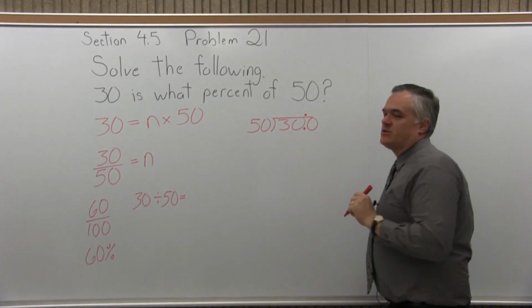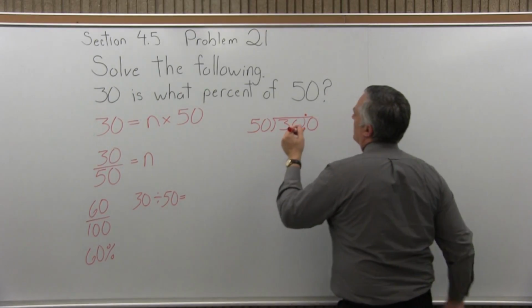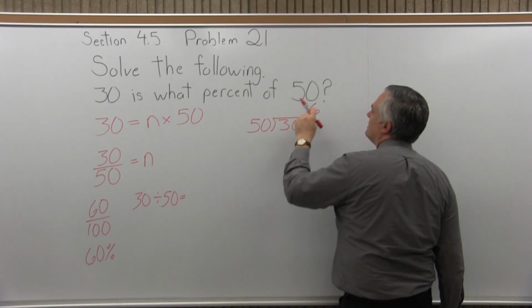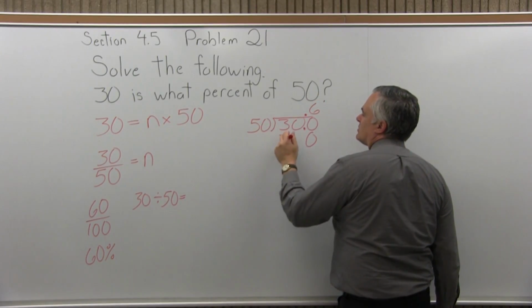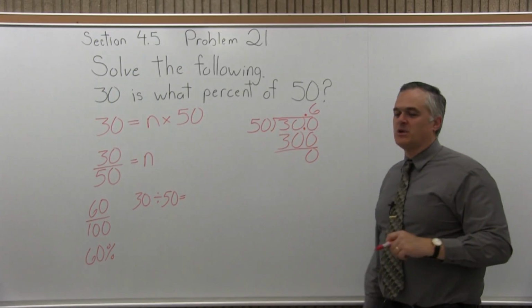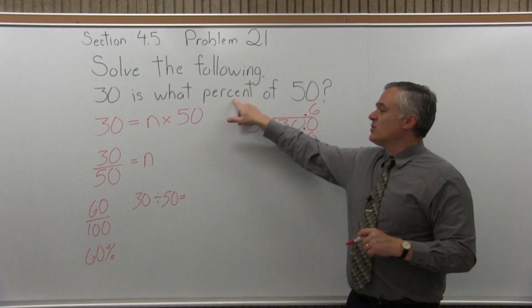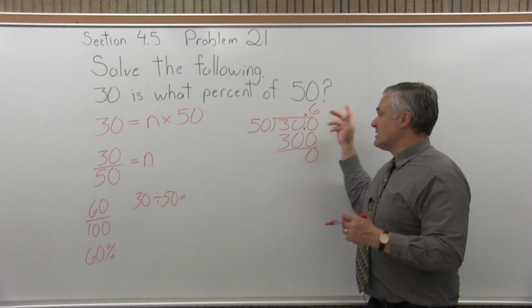And that decimal point comes straight up. So now something times 50 will make 300, and I know it's 6, because really I'm doing 6 times 5 is 30. So 6 times 0 is 0, 6 times 5 is 30. It's a perfect fit, no remainder. 300 minus 300, you get a remainder of 0. So the answer is 0.6, but again, the question wanted it as a percent. Our answer is a decimal.